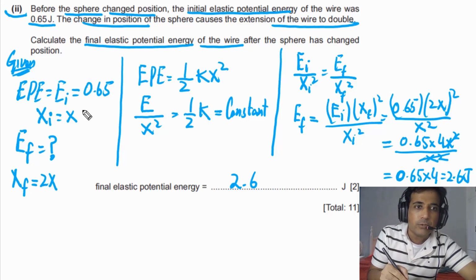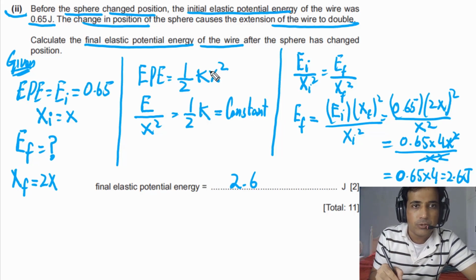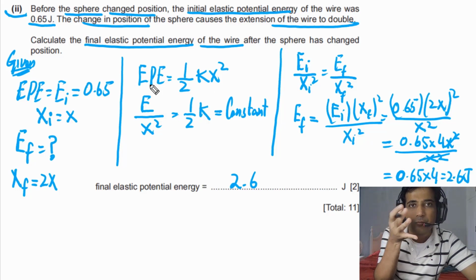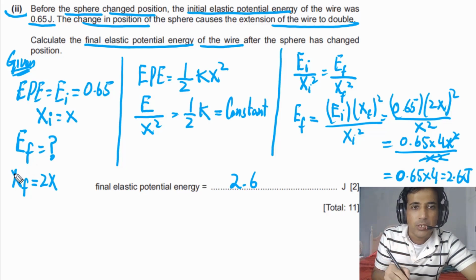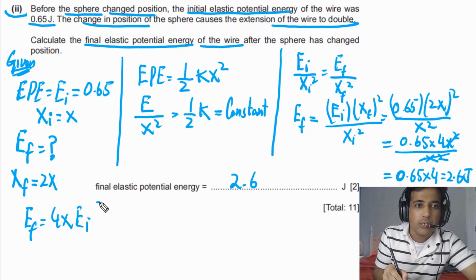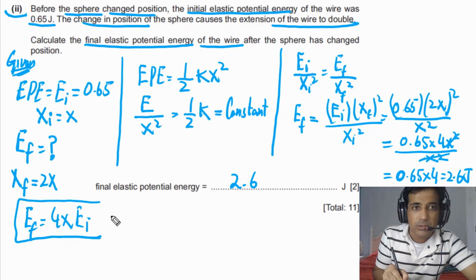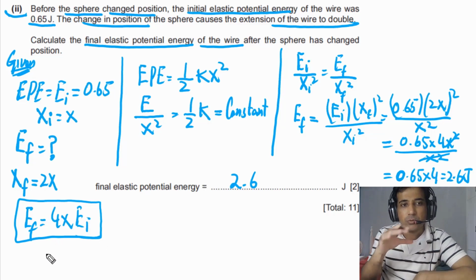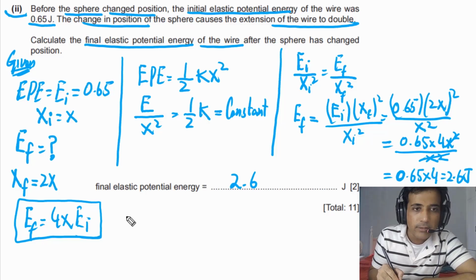One way to find the answer for this question is simply you can understand if x is double, it means this energy is 4 times. So the final energy has to be 4 times of initial energy. So E final has to be equal to 4 times of E initial, because extension is double, but the square of that is 4. Why this is 4 times? Because energy is proportional to x squared. So if this is double, this has to be 4 times. So that is the main concept.